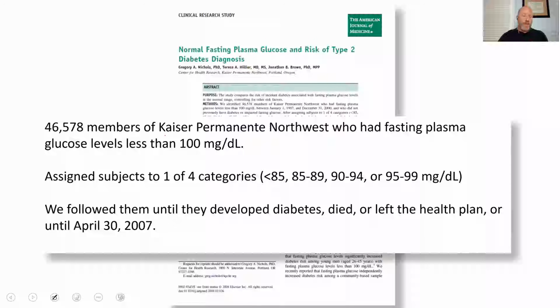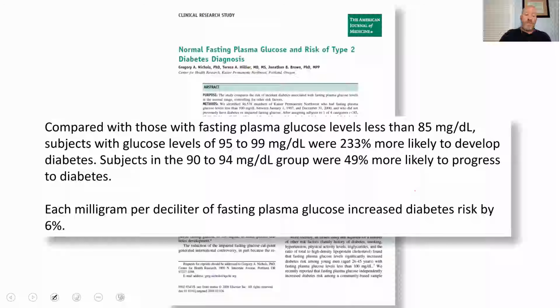They started with people that had a glucose level less than 100 milligrams per deciliter. They broke it into 4 categories: below 85, 85 to 89, 90 to 94, and then 95 to 99, which is, I think, a good breakdown. And here's what they found. Compared with those that had glucose levels lower than 85, 95 to 99 were 233% more likely to develop diabetes, and those that had 90 to 94 were almost 50% more likely to progress to diabetes.